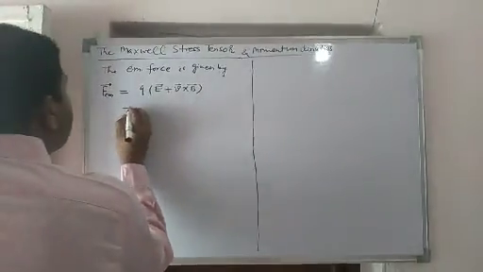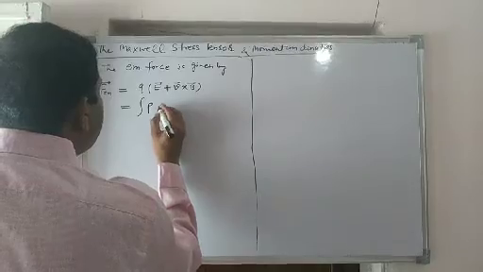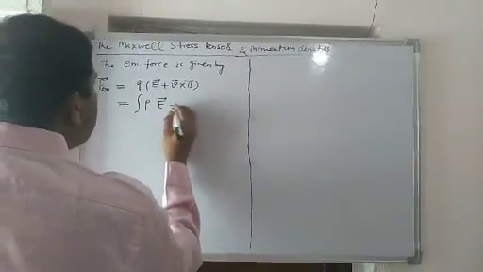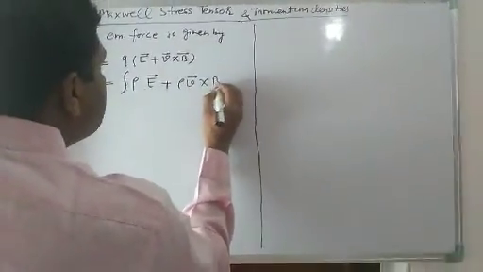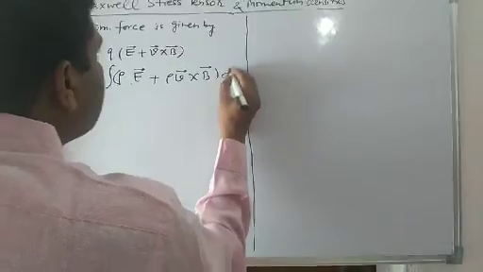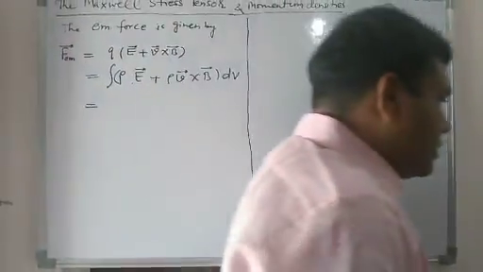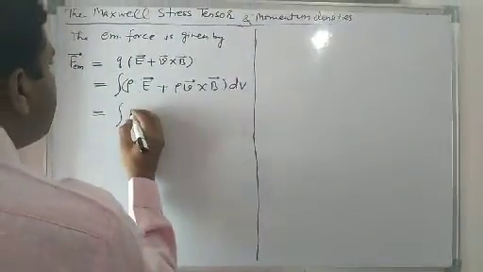Now, what is Q? Q is rho times dV. So this is rho E plus rho V cross B, and then we have the volume integration. Or in other words, what is rho V? Rho V is J by C.